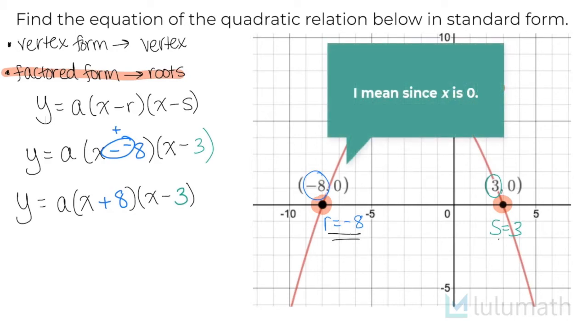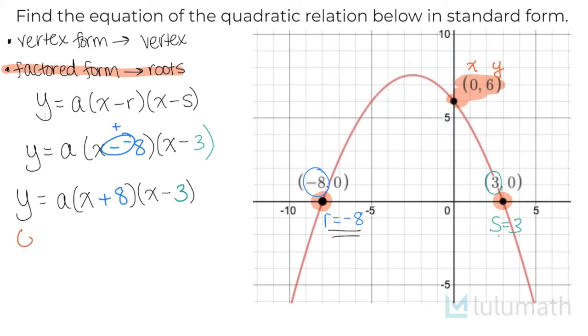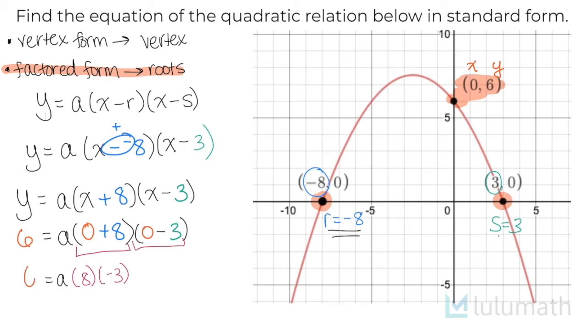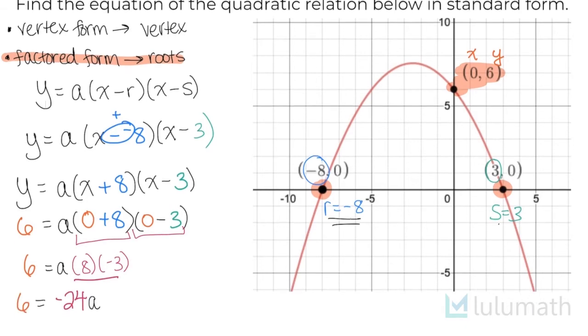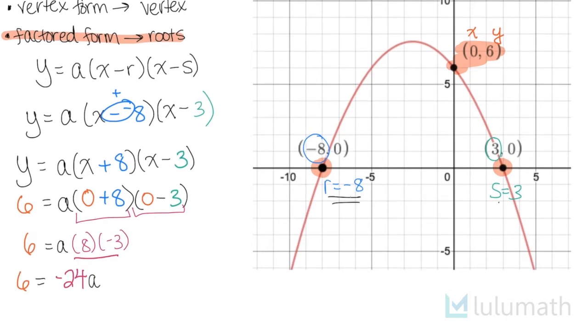So since x is 0 and y is 6, I will plug 6 in for y, and I will plug in 0 for x. Now I'm going to evaluate and solve. So here I know 0 plus 8 is 8, and I know 0 minus 3 is negative 3, and I will just copy down the a and the 6. Well, 8 times negative 3 is negative 24, and I will switch the order between the negative 24 and the a, because multiplication is commutative. And then I will solve for a by dividing everything by negative 24.